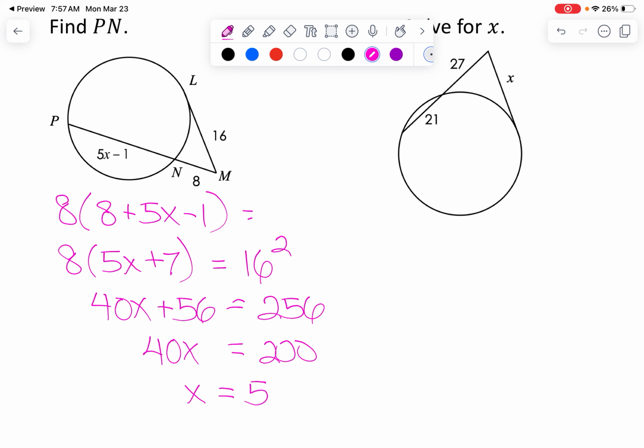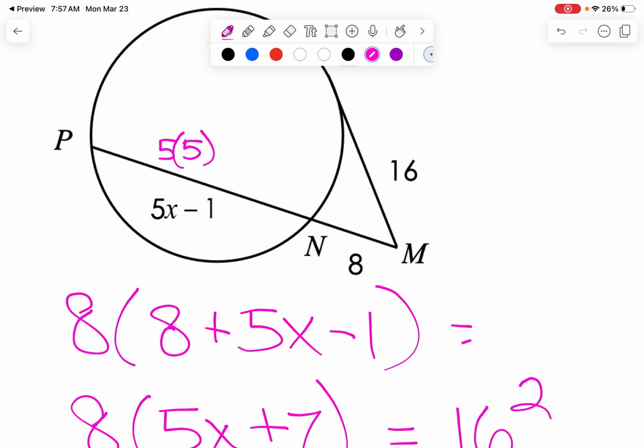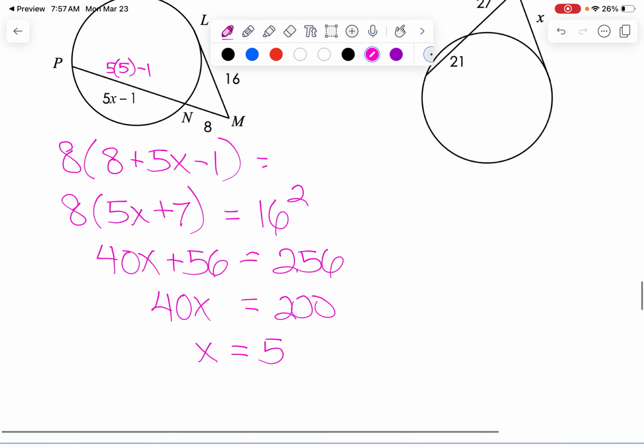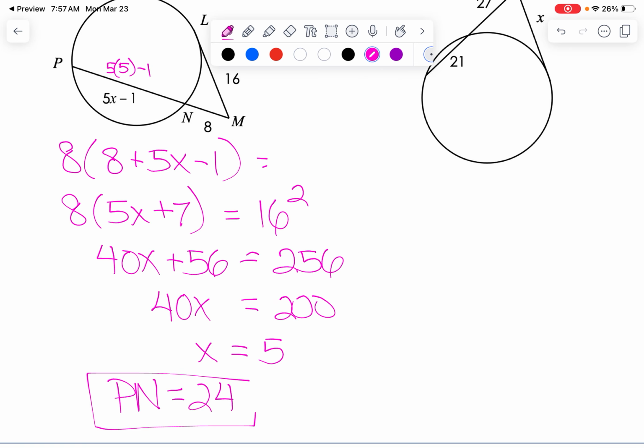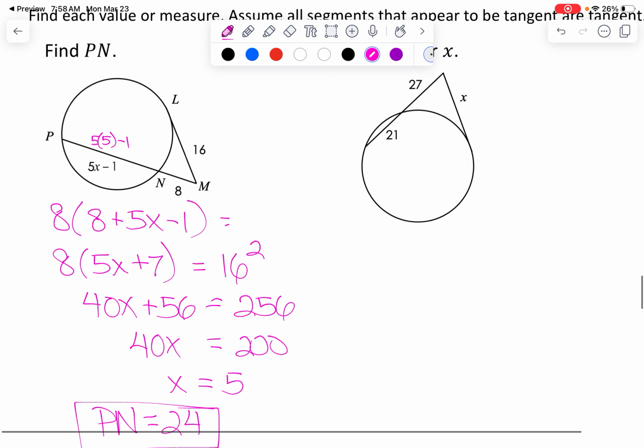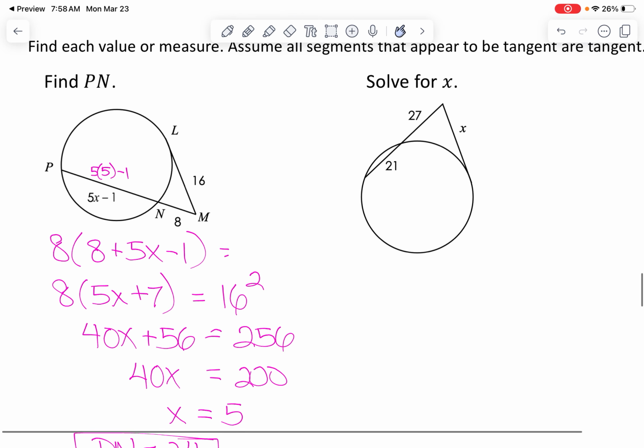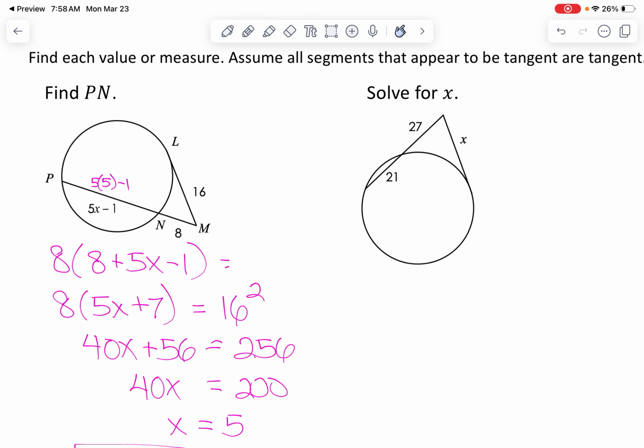So I get 5. Okay, now we need to find PN. Okay, so let's go back up here. PN is just 5x. So 5 times 5 minus 1. That's 25. Minus 1 is 24. So PN equals 24. So these are pretty easy once you know the relationship and how that works. And they can get a little trickier, but for the most part, not too bad.